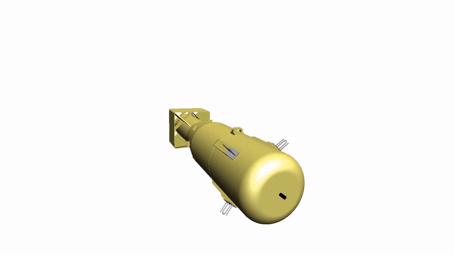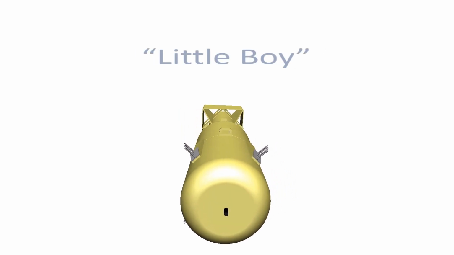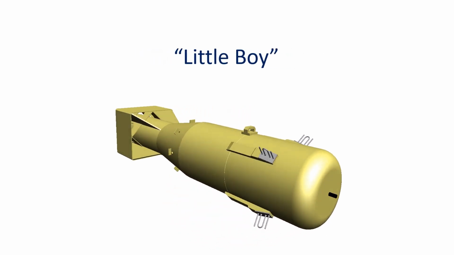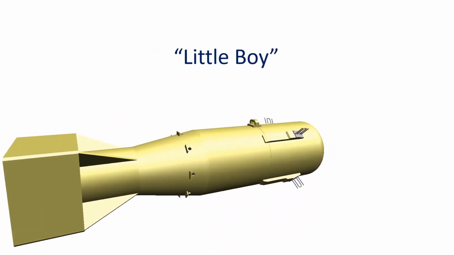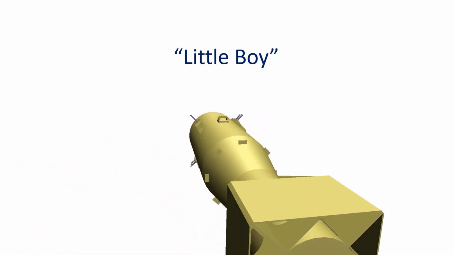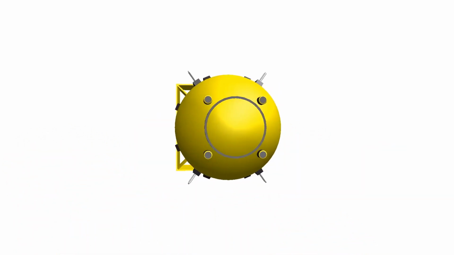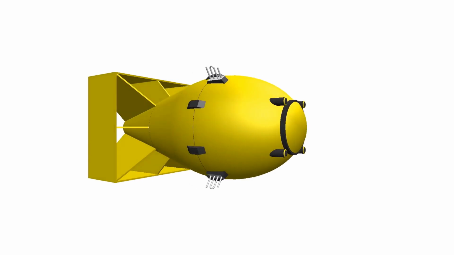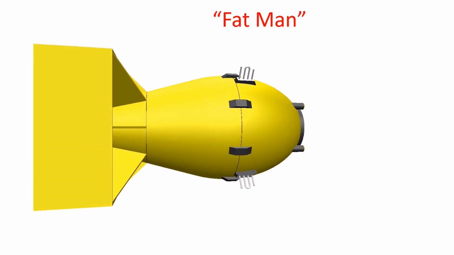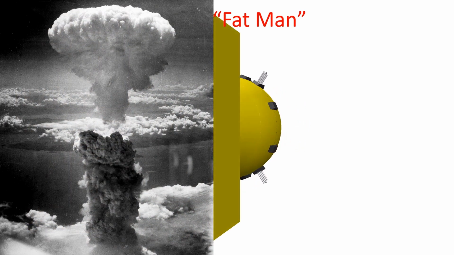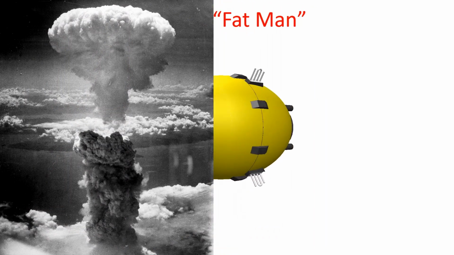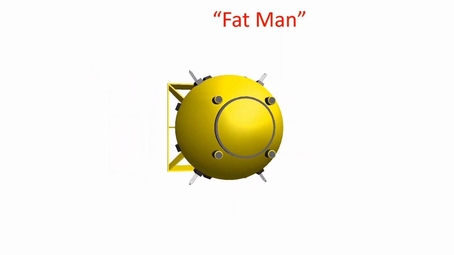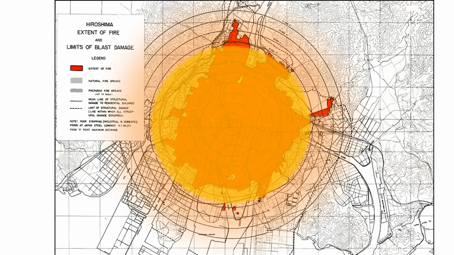In the previous video, we explored the first atomic bomb, Little Boy. You can check out that video on our channel to learn how Little Boy works. In this video, we will discuss the improved design of the second nuclear bomb, named Fat Man. Fat Man was dropped on Nagasaki, Japan, on August 9, 1945, 3 days after Little Boy destroyed Hiroshima.